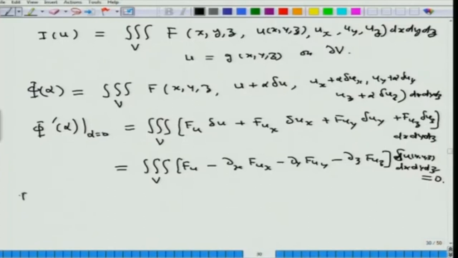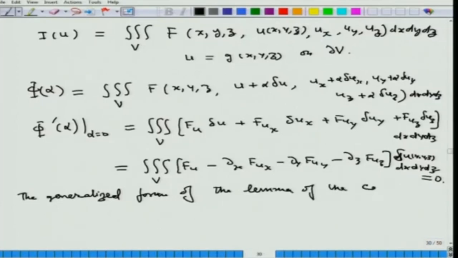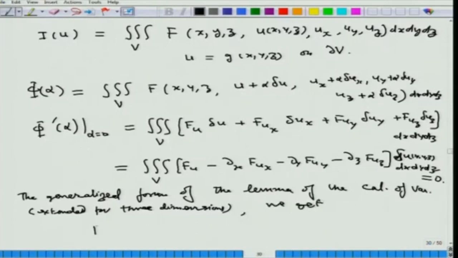So, the generalized form of the lemma of the calculus of variations, extended for 3 dimensions, we get f_u minus del_x of f_{u_x} minus del_y of f_{u_y} minus del_z of f_{u_z} equal to 0.